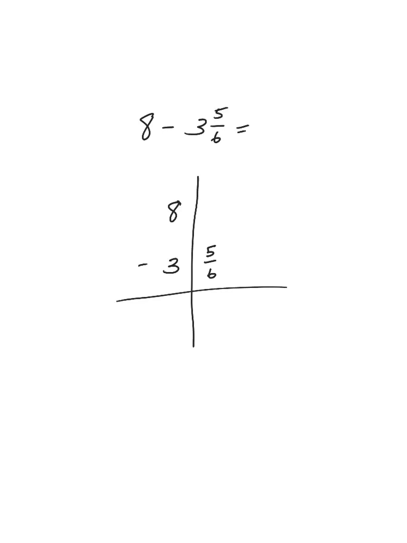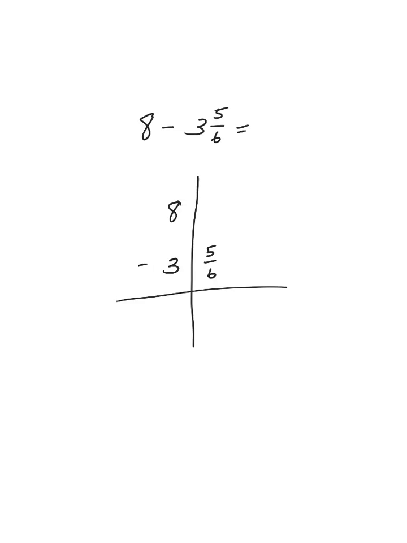Let's look at another example. Let's say I have 8 minus 3 and 5/6. I'm going to write this vertically. 8 over here, 3 and 5/6. I'm going to look at my fractions first. So I'm trying to take 5/6 away from nothing, which I can't do.